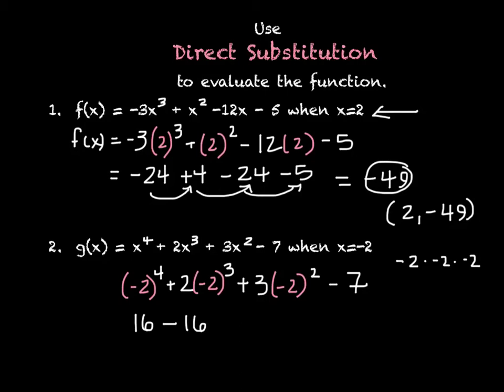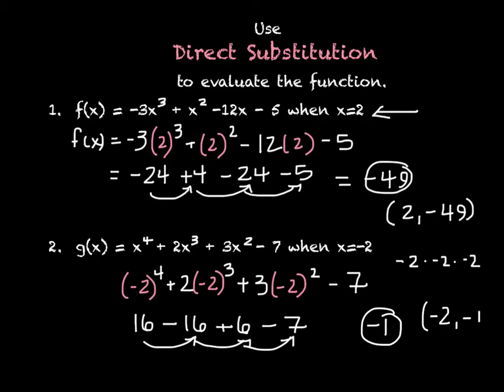Okay, and then we move to the next term. So -2 squared is -2 times -2, so a positive 4 times 3 would be +12, and then the -7 here. Well, 16 minus 16 is 0, so I get 12 minus 7, which would be 5. Now, in the table, I would put in -2, I would find the point -2, -1. So when this function is evaluated at -2, I get -1.